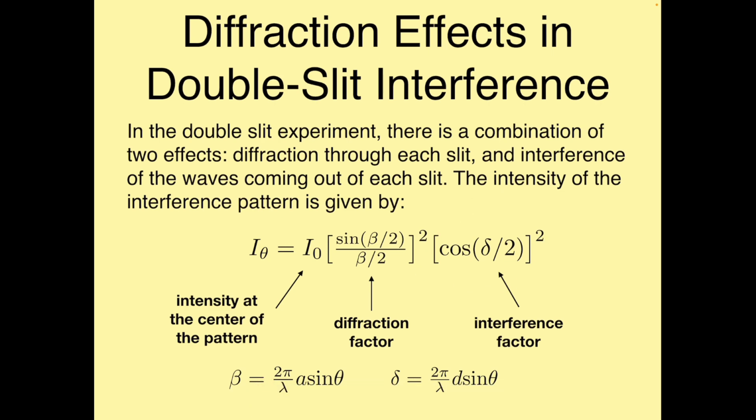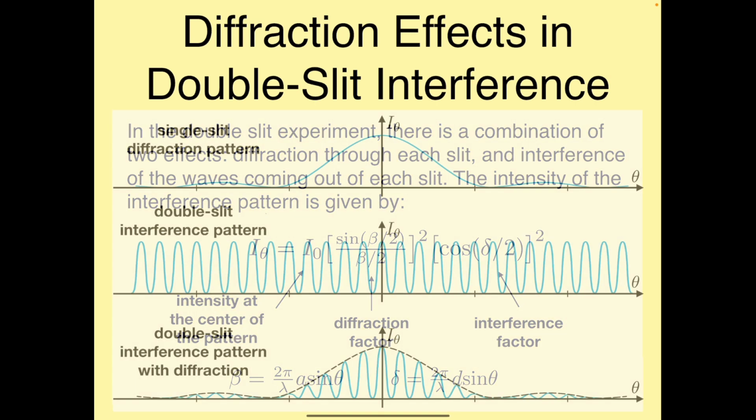Now remember, beta in this equation is 2 pi over lambda times a sine theta. And then this delta over here is 2 pi over lambda times d sine theta. So that's kind of a lot to put into one equation, but hopefully you understand what all the different parts are.